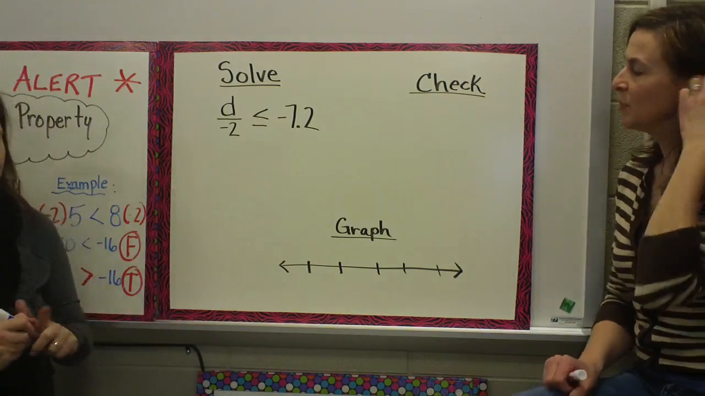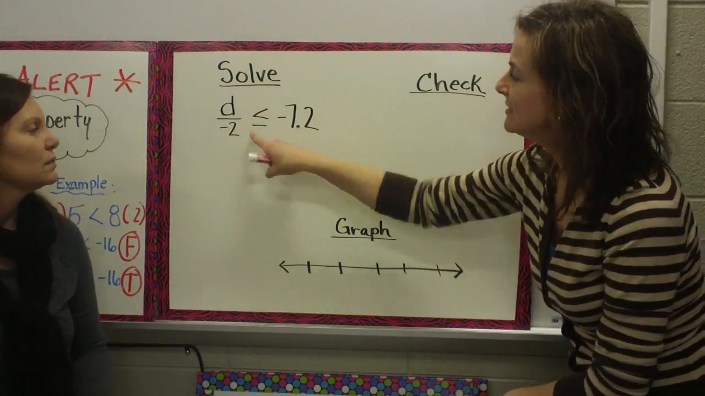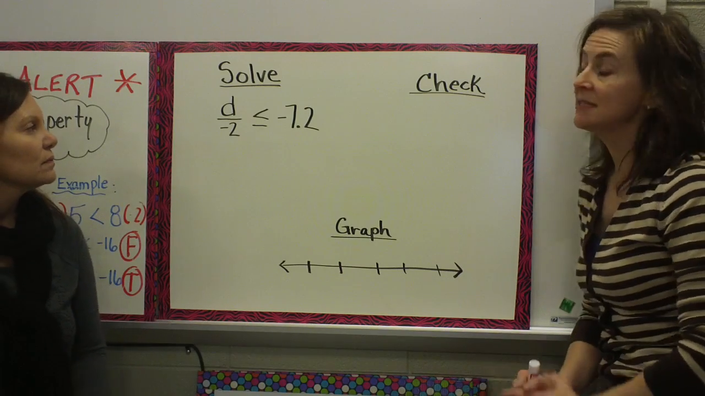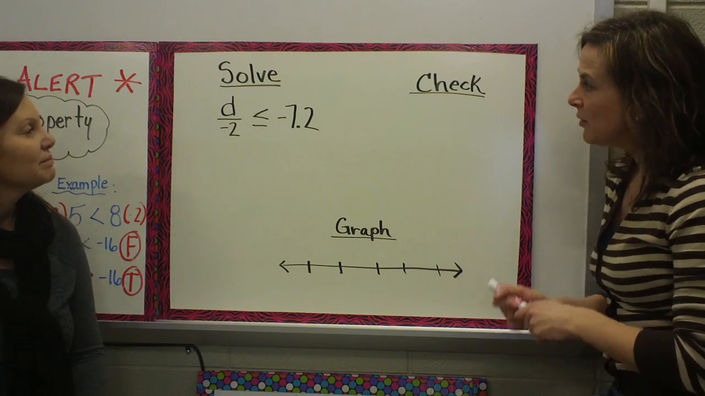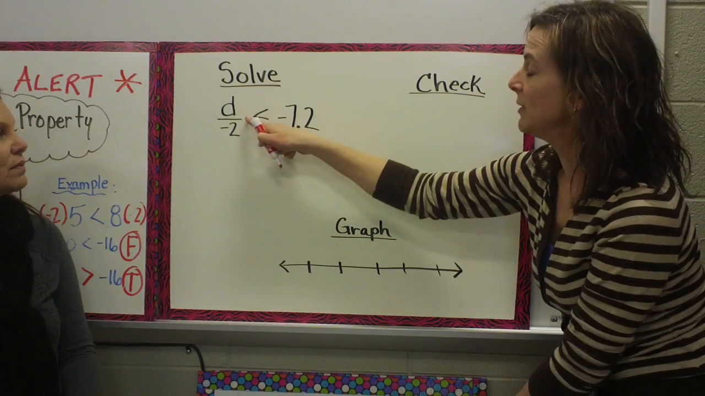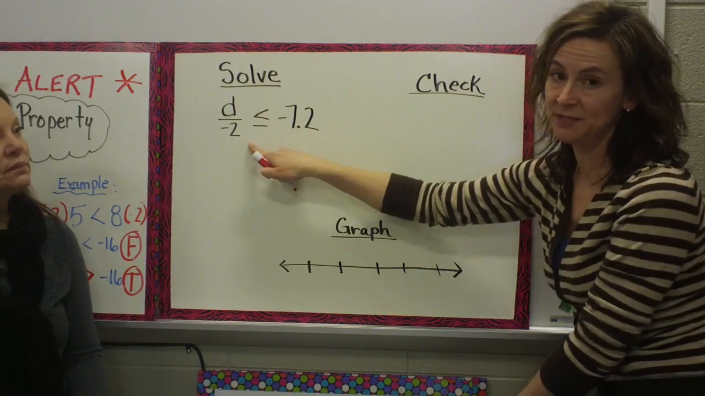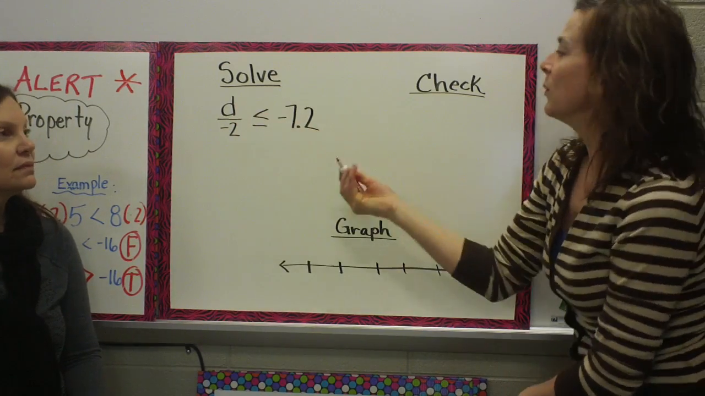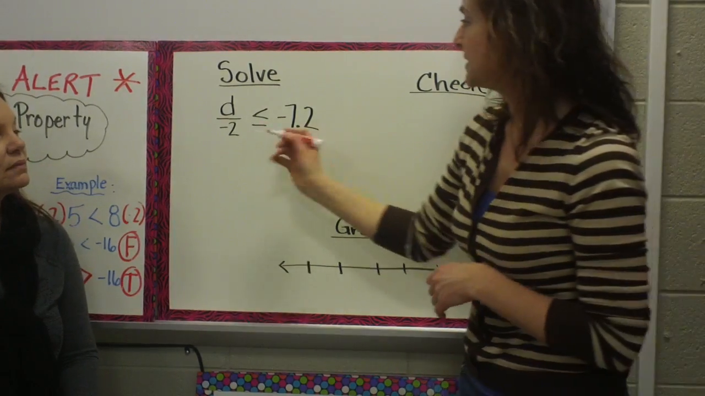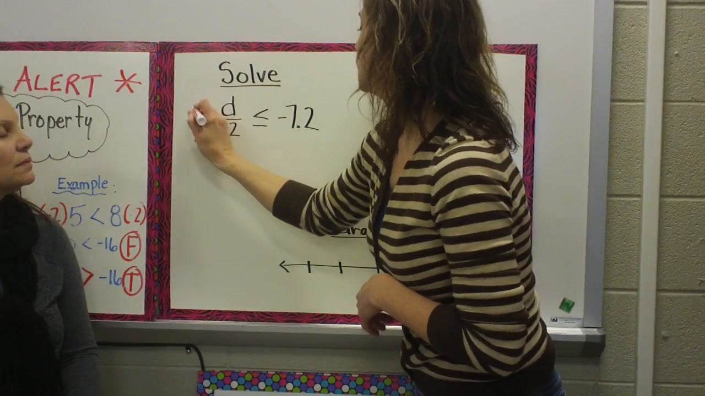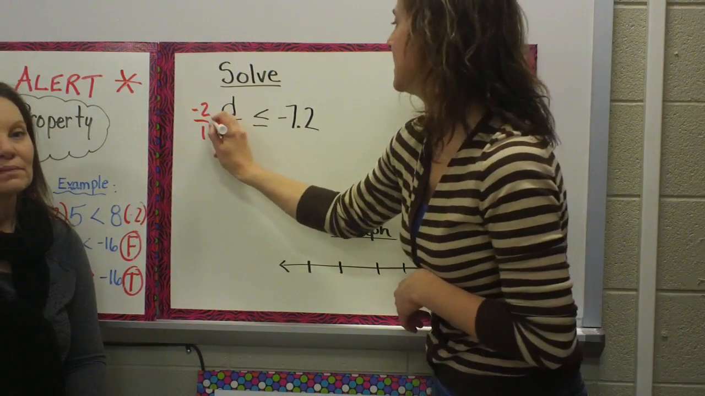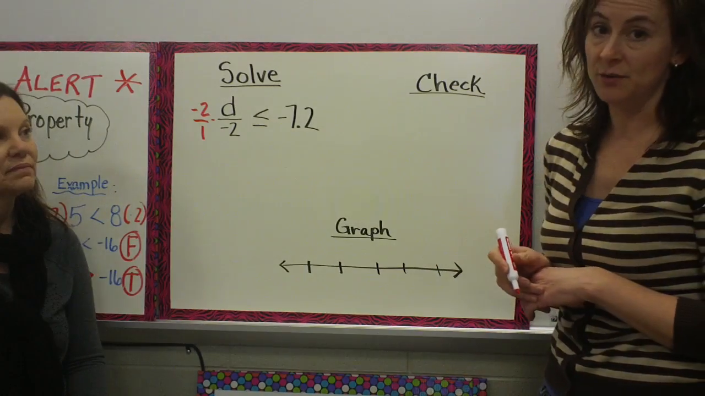In our last example problem, we have D divided by negative 2 is less than or equal to negative 7 2/10. So, the first thing that I'm going to do is get rid of this divided by negative 2. Now, remember that since this is a fraction, I'm going to multiply by the reciprocal to get rid of that. So, negative 2 over 1 times D will cancel that out.